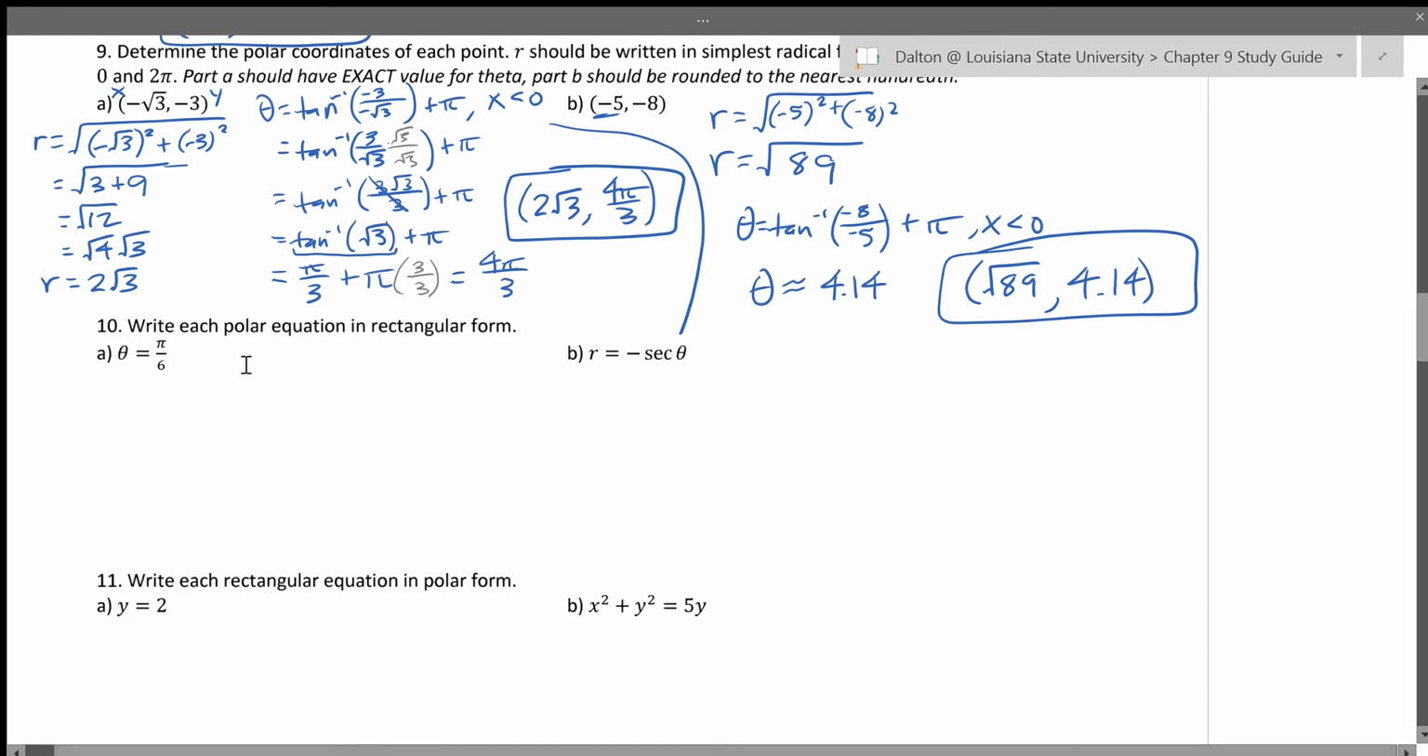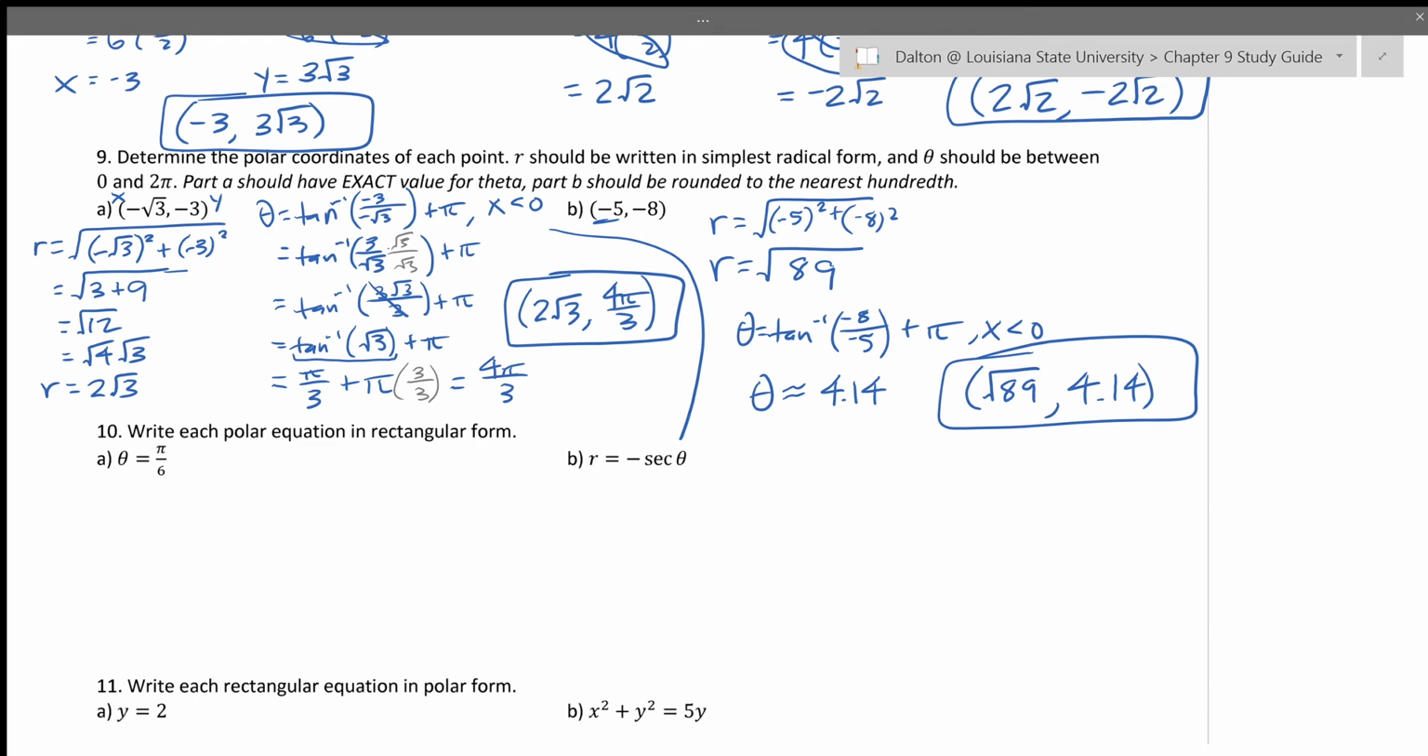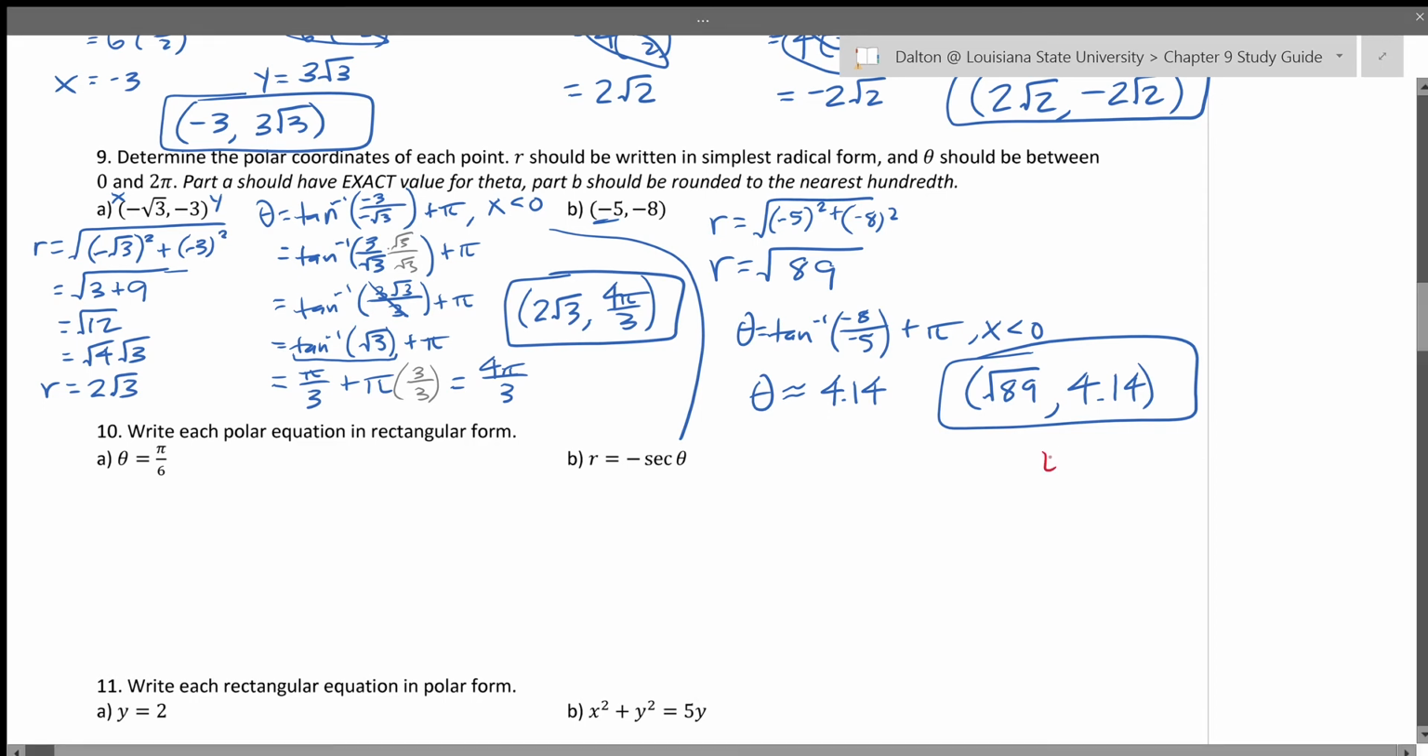Here's what I do need you to remember. When you write the equation in rectangular form, let me write this out here to the side. Equations in rectangular form.